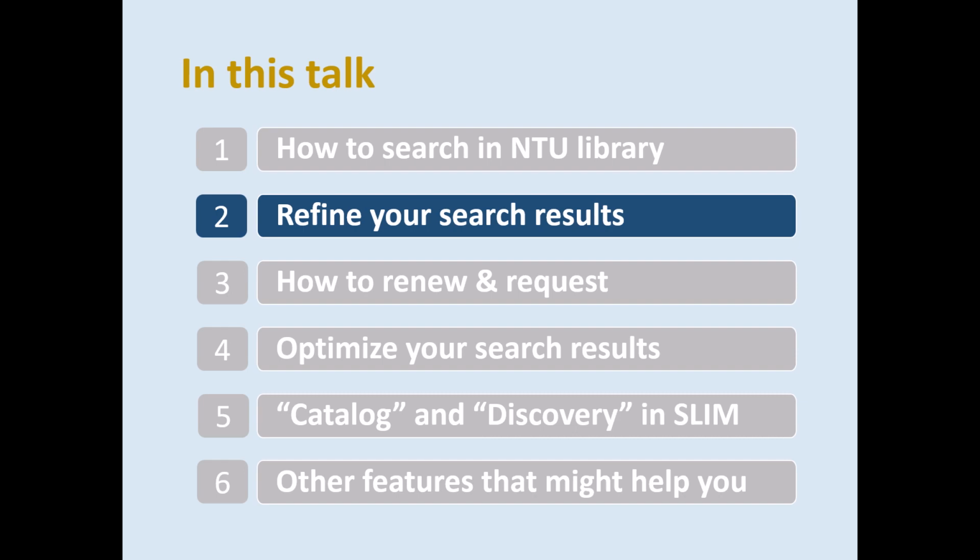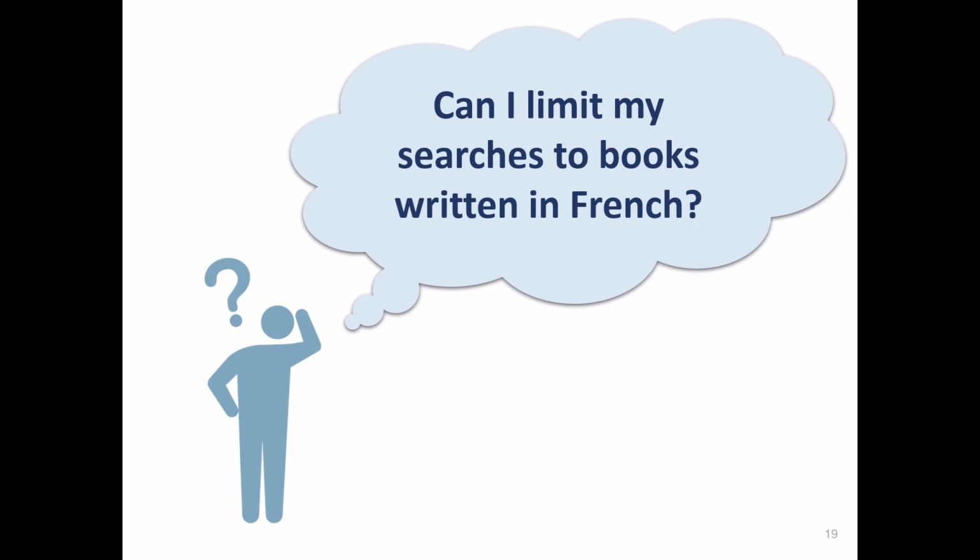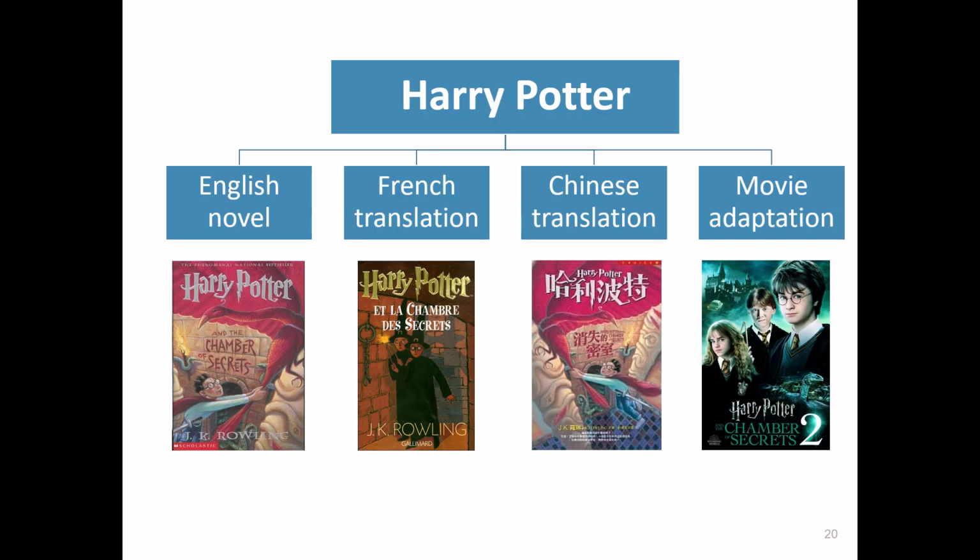In the second part, I will introduce how to refine the search results. If I want to find the books written in French, but I get a large number of results on Sling, can I limit my search to books written in French? Let me give you an example. As we know, Harry Potter is an English novel. It is translated into different languages, such as French and Chinese. It also has a movie adaptation. Now, I want to find the French translation.